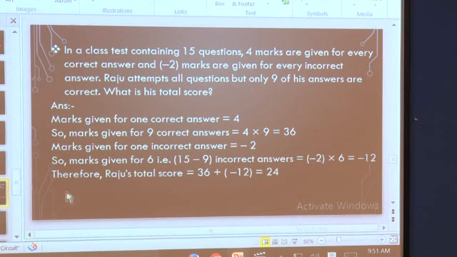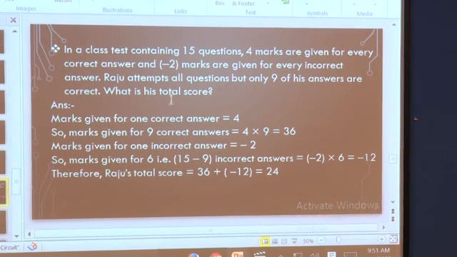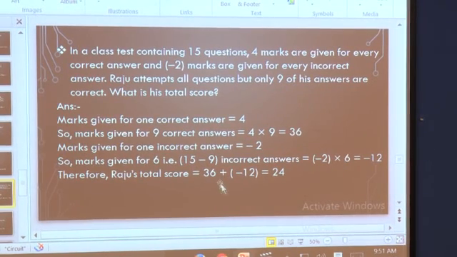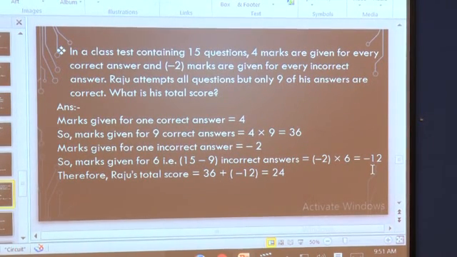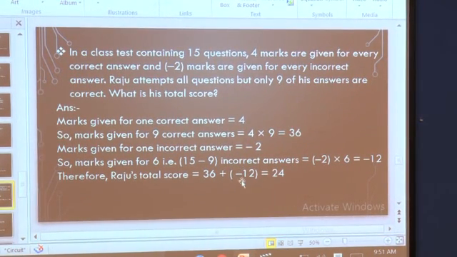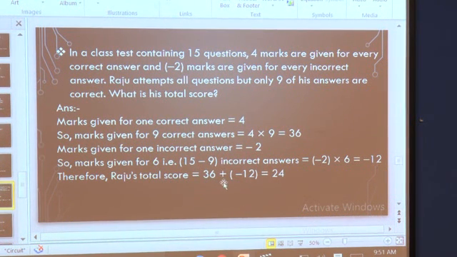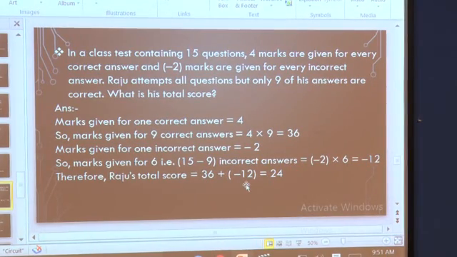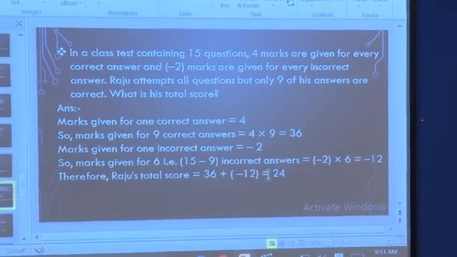So what will be the total? Raju's score, the word is total, so we write it as an addition here. So 36 plus, what is the incorrect answer? It is minus 12. So we write here minus 12. So 36 plus minus 12 is equal to what? Plus into minus is minus. So 36 minus 12 is 24. So what is the score of Raju? It is 24 marks. Even by attempting all questions he got 24 marks because he had incorrect answers.